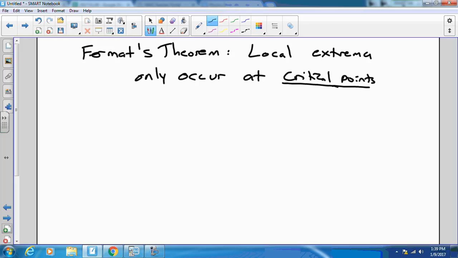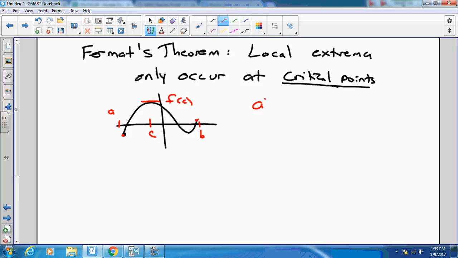Now, to extend Fermat's theorem to consider now absolute extrema, I want to take a look at two possible ways that you can have an absolute extreme value. First of all, consider this function right here, I think we can see from the graph that f of a is the absolute min.